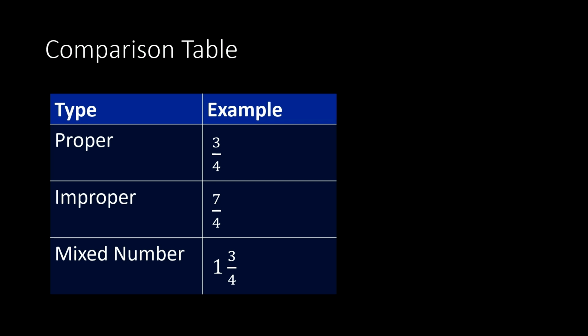This table summarizes the 3 different types of fractions. Make sure you can recognize each one. An example of a proper fraction is 3 over 4. An example of an improper fraction is 7 over 4. And an example of a mixed number is 1 3/4.